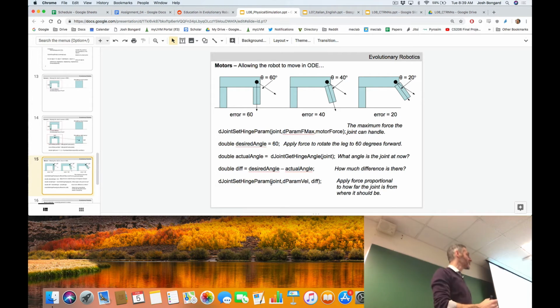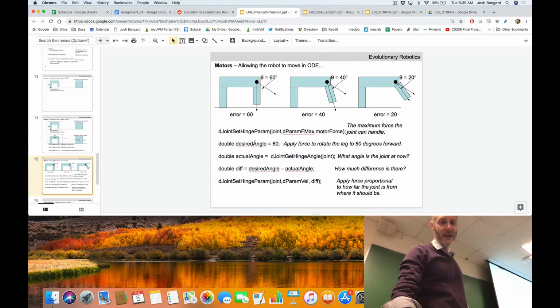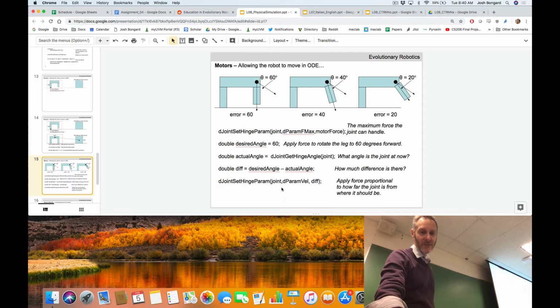As the robot starts to move around in its environment, obviously the relative angles between pairs of connected objects are going to change, and they're going to drift away from 0. We take that actual angle, then compute the difference. What's the difference between the desired and actual angle? The greater that difference, the more velocity or the more force is going to be applied at this point.